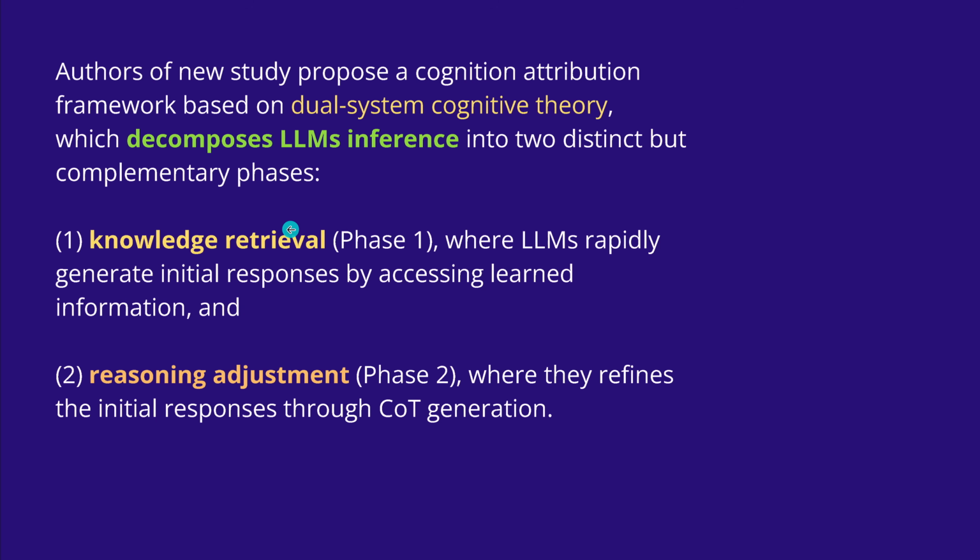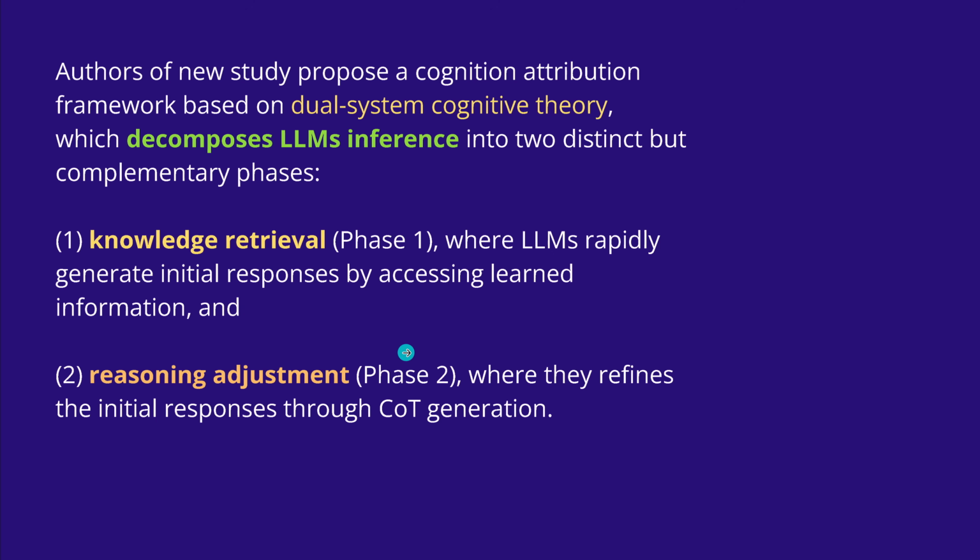Phase 1 is now the knowledge retrieval, where the LLM rapidly generates an initial response by accessing the learned information. And I showed you at the very beginning of this video the prompt for phase 1 and the reasoning adjustment. This is phase 2, and I also showed you the prompt for phase 2, so you can experiment with this. And they say here's where they refine the initial responses through a chain of thought generation or whatever you have. So knowledge retrieval from its parametric knowledge without thinking too much is phase one of the LLM.